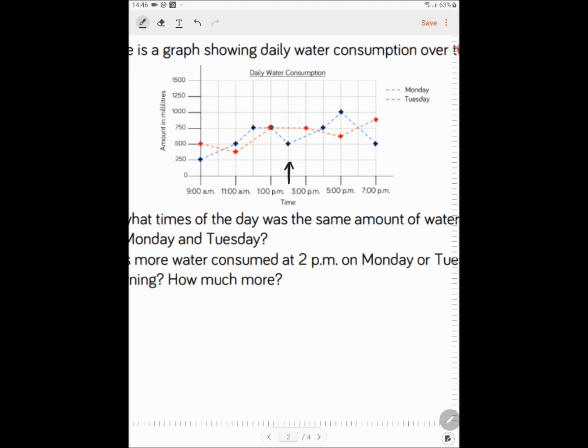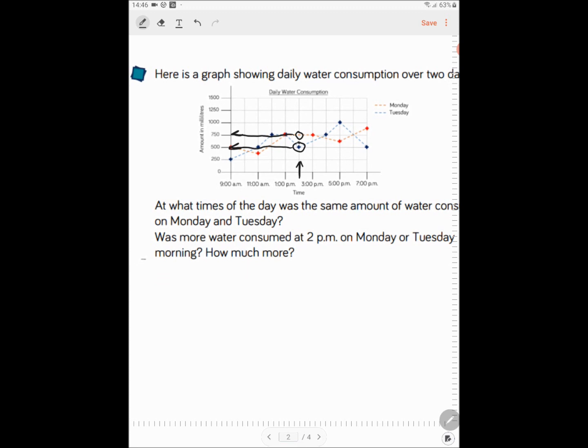So let's have a look. On Tuesday, how much was used? It was 500 because we're taking the line sideways and it shows us 500 millilitres. On Monday, it was static at 750. So the answer to that question, just by reading off that data, was Monday and it was 250, because it was 750 on Monday, take away the 500 on Tuesday, which means the difference, which is what we're looking for, how much more, is 250 millilitres.